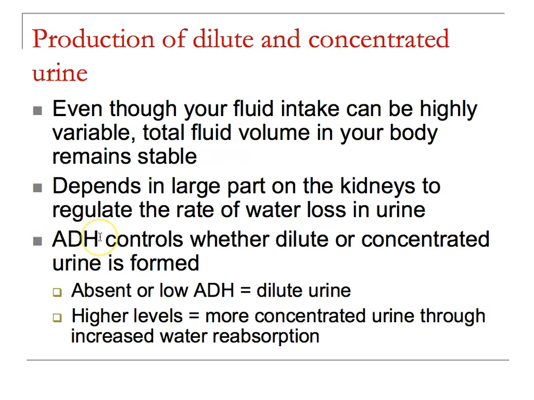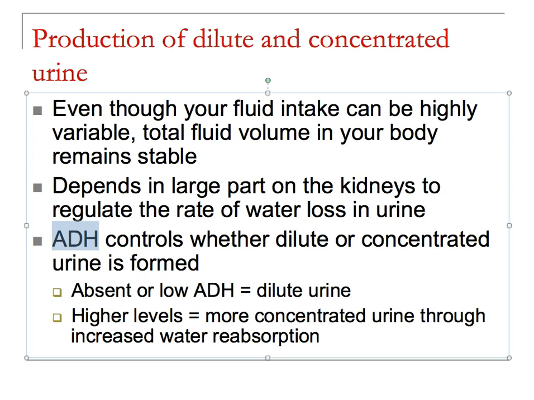ADH controls whether dilute or concentrated urine is formed. ADH, antidiuretic hormone. If it's absent or low, you're going to have dilute urine. If you have high levels of ADH, you're going to have more concentrated urine. And that's because, remember, ADH targeted specific sets of cells to control the flow of sodium ions.